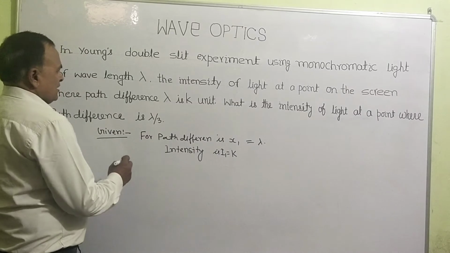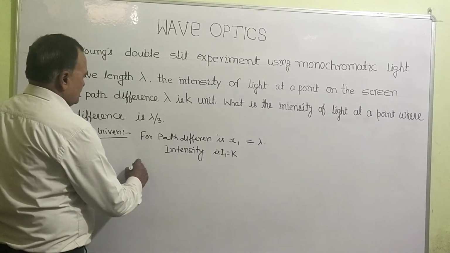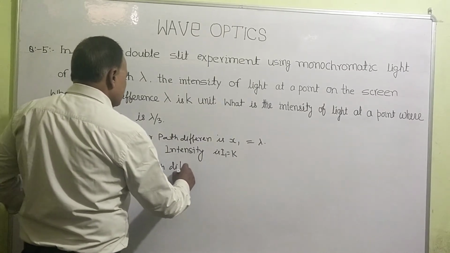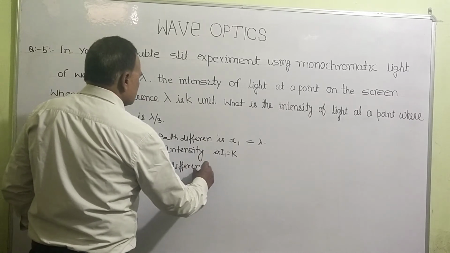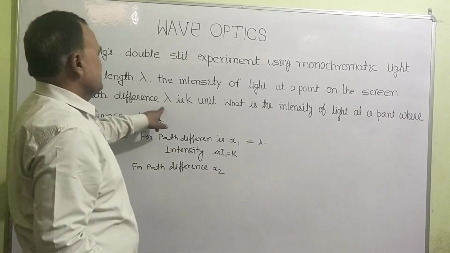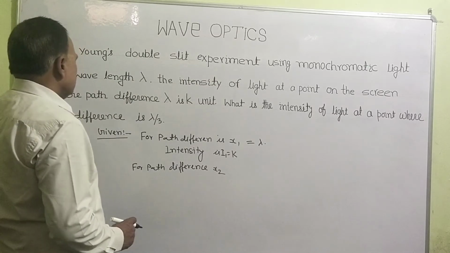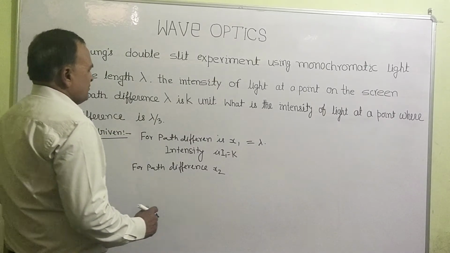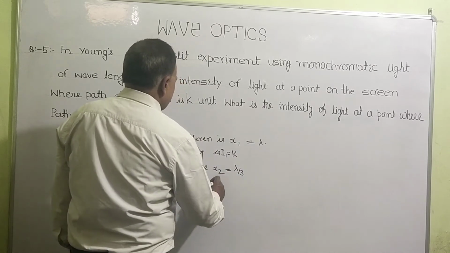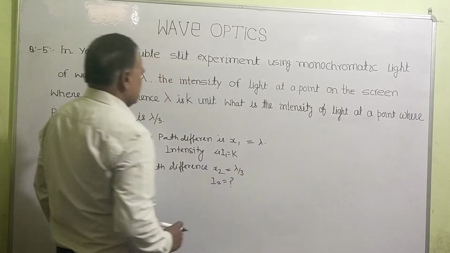Similarly, for path difference x2, where the path difference is lambda by 3, x2 is equal to lambda by 3, and we have to find I2 is equal to what? This is the question.